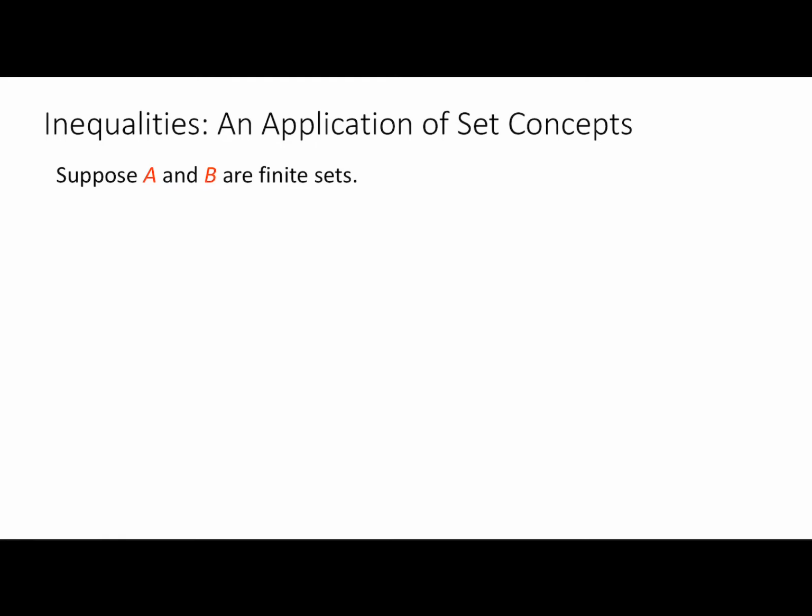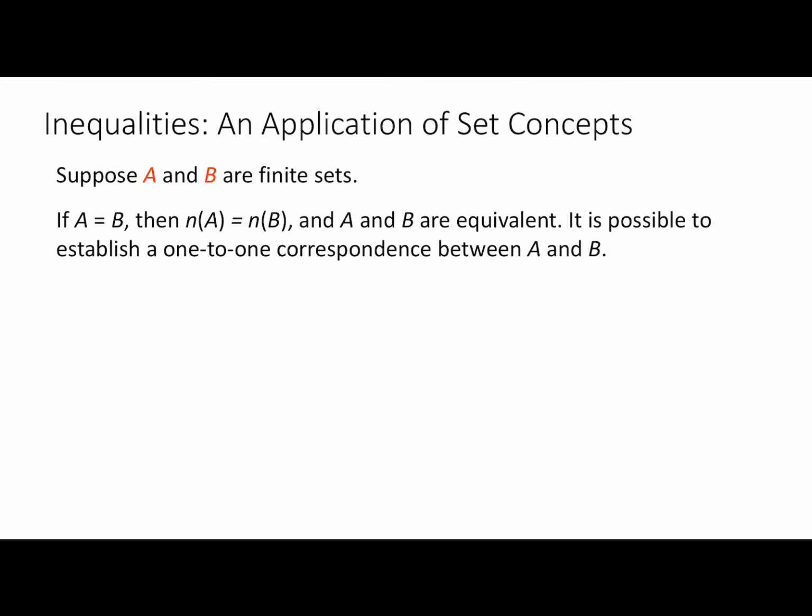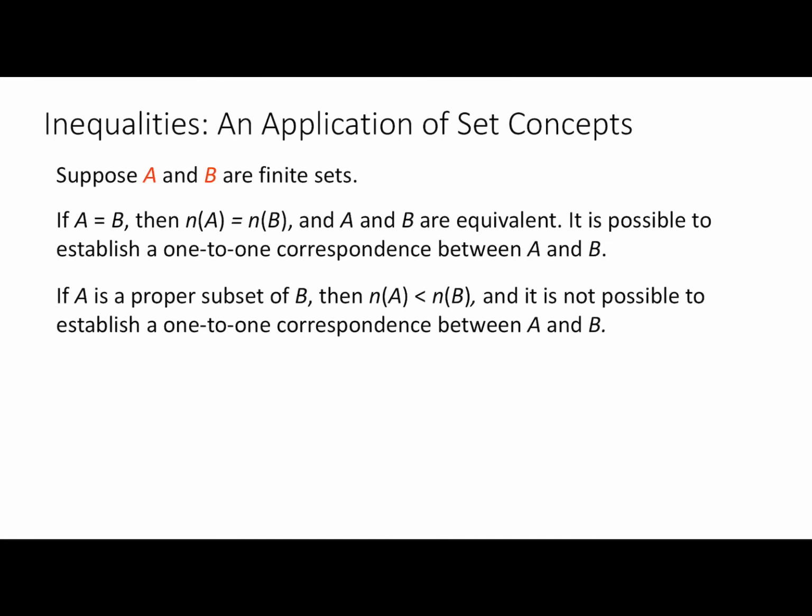Okay, so we want to build up this set theory because it's sort of the foundation of what we're going to use to help teach kids math. And so here's our first application. Let's suppose that I have 2 finite sets, A and B. If A is equal to B, then the number of elements in A is equal to the number of elements in B, and so A and B are equivalent. That means it's possible to establish a one-to-one correspondence between the 2 sets.